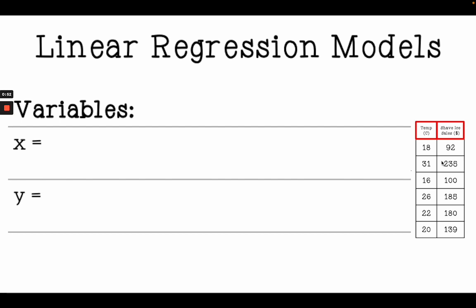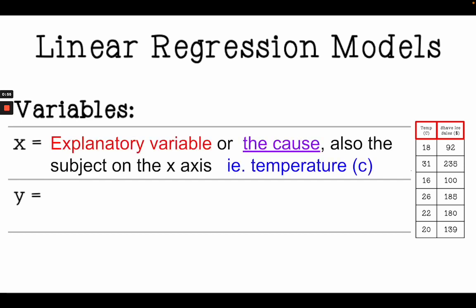So our x variable is what we call the explanatory variable. You may have heard that in science. And this is the cause of something happening. And one way that we can identify the explanatory variable is it's also the subject of the x-axis. So if we're looking at a graph, we can see it on the x-axis, or if we're looking at a table of data, we're looking at the x column or the input data. So the explanatory variable is also the input variable, but it's also the cause. In this case, we'd say it's temperature in degrees Celsius.